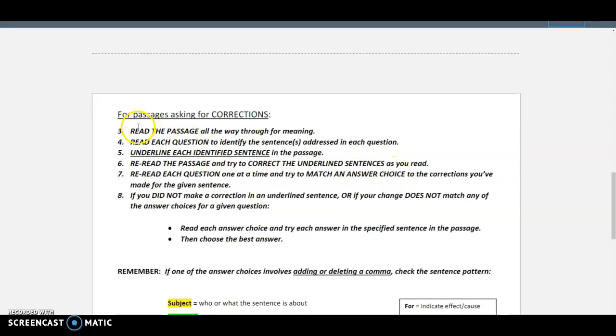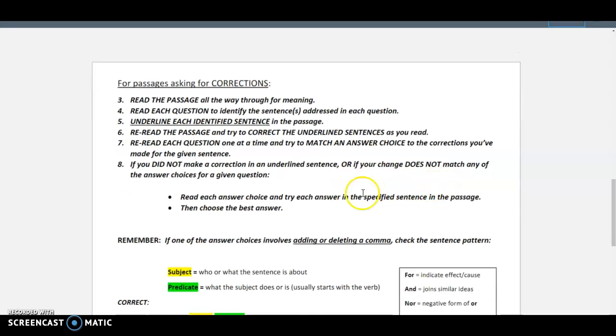If the passage is asking for corrections, again, you're going to read through the passage. Read each question, underline each identified sentence, reread it, try to correct it as you read it, and again, reread each question one at a time. You have enough time to do this. Again, try to match an answer choice to the corrections you've made. If you didn't make a correction, or if you don't think it matches any of the answer choices, then reread it and choose the best answer.